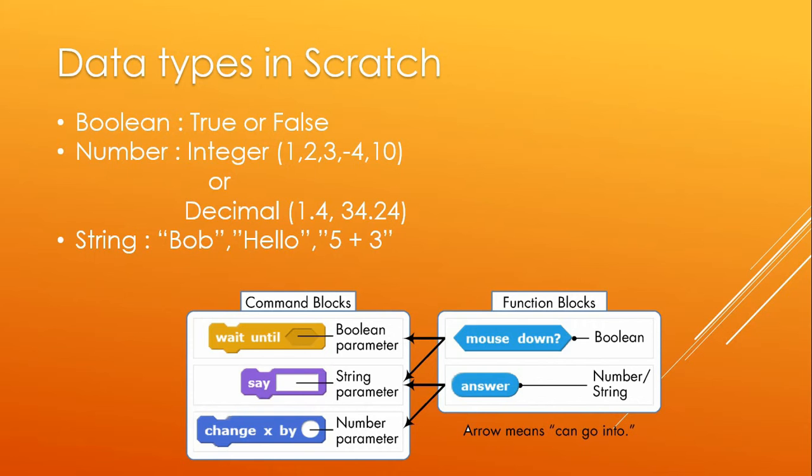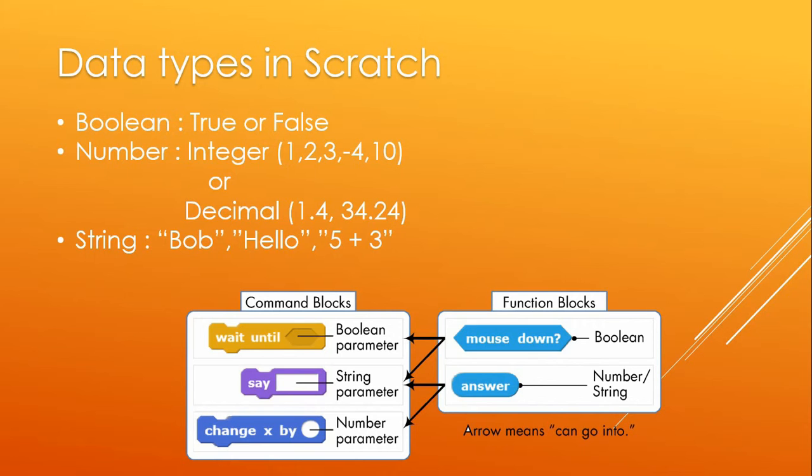Now if we look at the actual command blocks and function blocks in Scratch, you'll see that there's a shape to them. So if you look at the command blocks, the wait until, you'll see there's a hexagonal shape to that little value you put in there. Now hexagonal shapes mean I want a boolean.